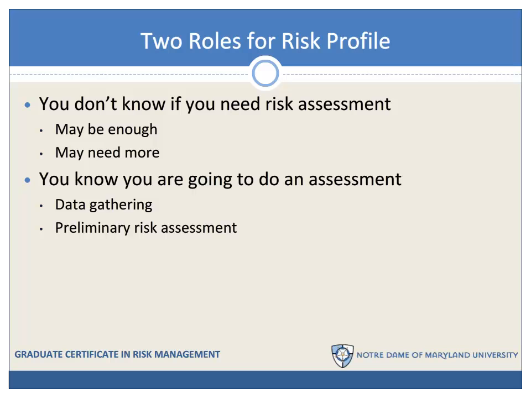So building on that idea, we can define two very distinct roles for a risk profile. One is when you don't know if you're going to need a risk assessment or not because you haven't investigated the available information. When you gather the information that's available, you may reduce your uncertainty enough to be confident about the action that you want to take. In other cases, you'll gather the information that's available and realize that the uncertainty is still significant and you're going to need more information. So one role for risk profile is to help us to learn whether we need to do a risk assessment or not.